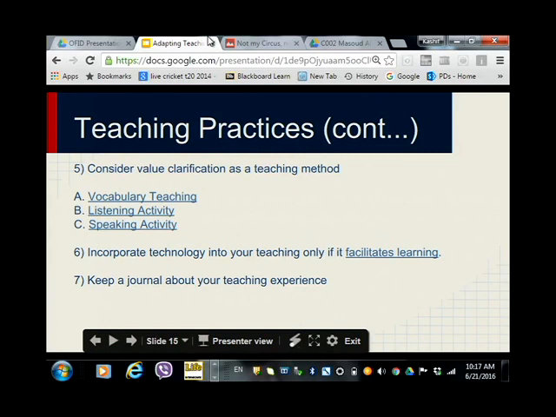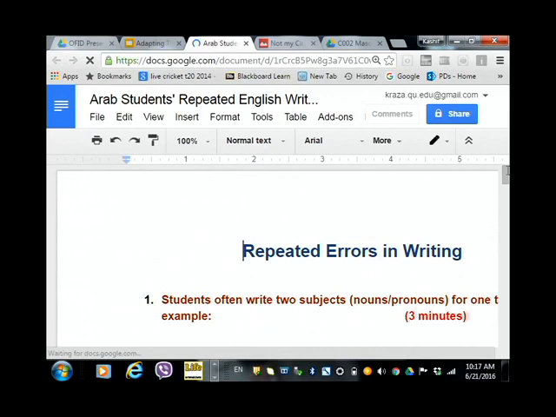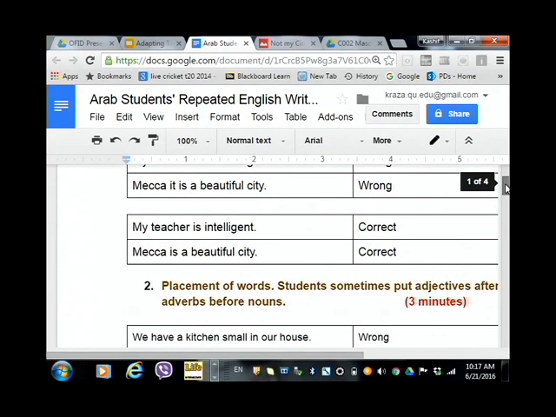For example, this is the way I do it. These are some of the mistakes that my students repeat again and again. I collected all the mistakes and we went over those mistakes in the classroom. Of course, I did not address those students, but I showed them an example. For example, Makkah, it is a beautiful city. Makkah is a beautiful city. They repeat the noun twice. So I gave them the example that you need to avoid this. And their writings were better after we went over these mistakes.